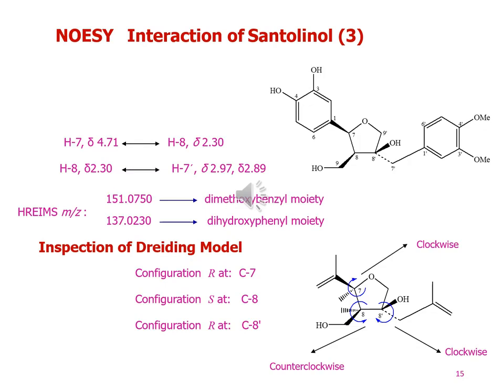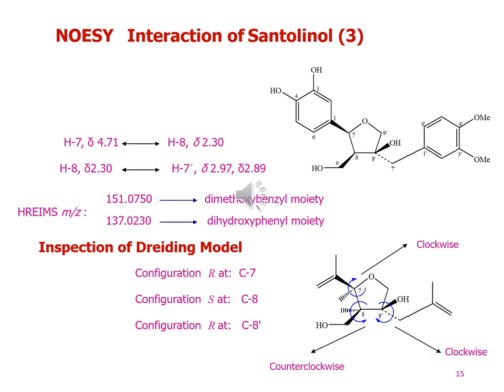The high resolution electron impact mass spectroscopy shows two fragments. One fragment shows at 151.0750, which confirms the presence of a dimethoxybenzyl moiety. The other fragment shows at 137.0230, which indicates the presence of a dihydroxyphenyl moiety.